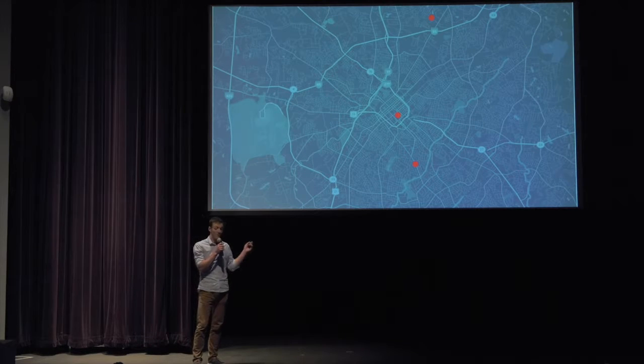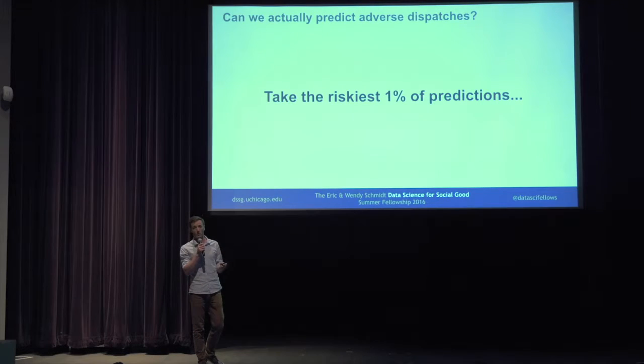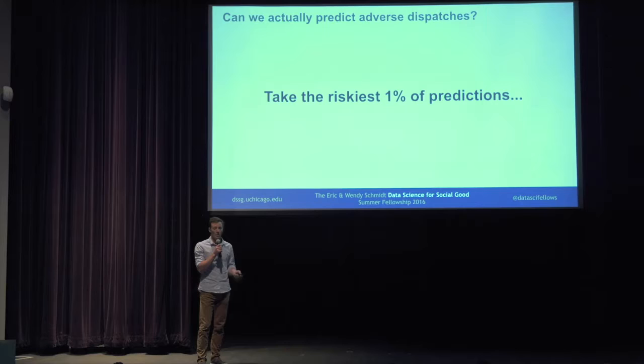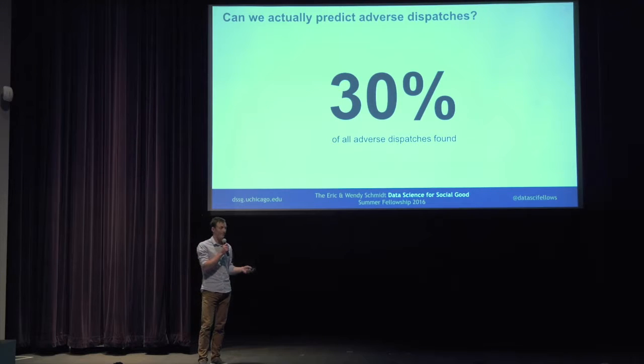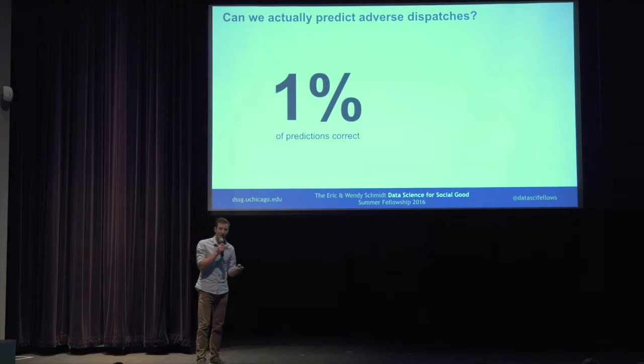So finding or predicting these adverse dispatches is really like finding a needle in a haystack. So all of that being said, can we actually find this needle in the haystack? Can we predict these adverse dispatches? Well, if we take the riskiest 1% of our predictions, we find that they contain about 30% of all the adverse dispatches. And of the dispatches that we label as being adverse, around 1% of them actually turn out to be correct.